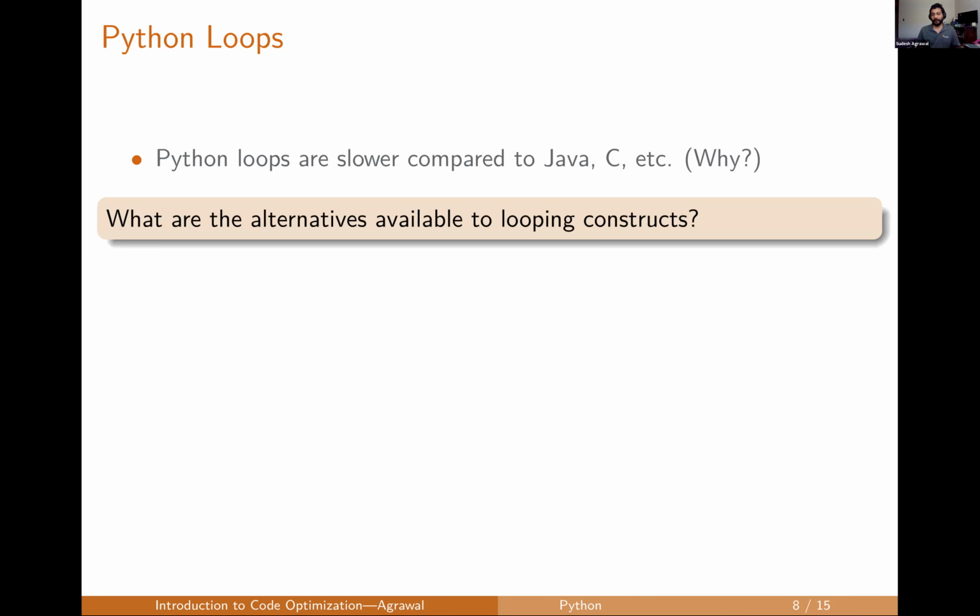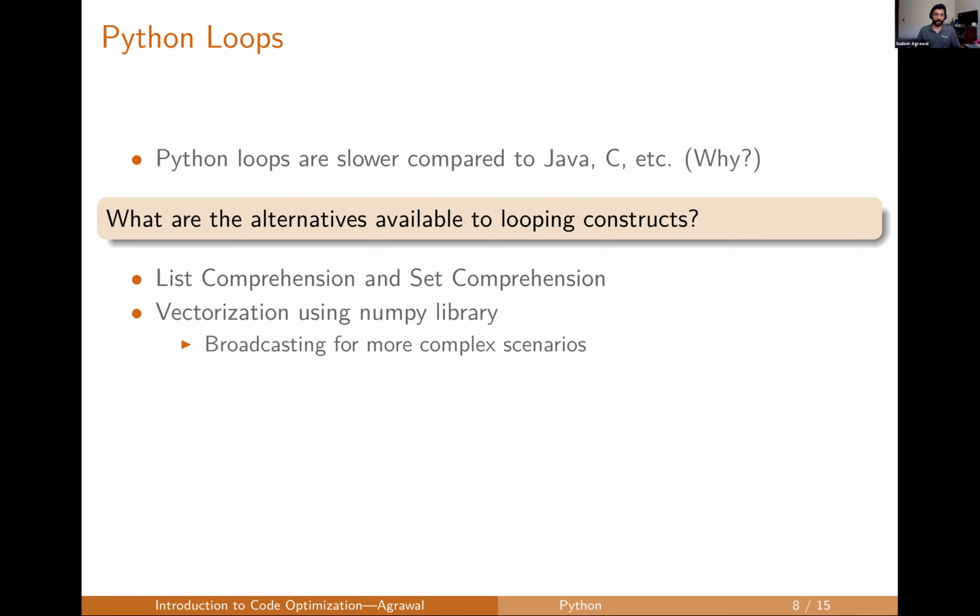So if loops are really slow in Python, what are the alternatives to using loops in Python? One is list comprehension and set comprehension. If you have attended Brent's Pyomo tutorial, you might have done a bit of comprehension in that, most likely. We'll look at some examples. Then the other is vectorization using the NumPy library. NumPy is a highly optimized library, and the code itself is written in C. That makes it possible to compile it and then use vectorization.